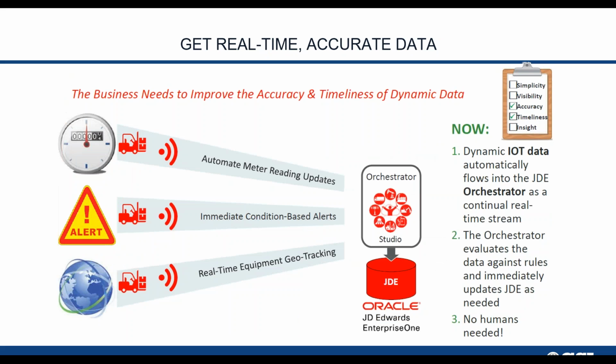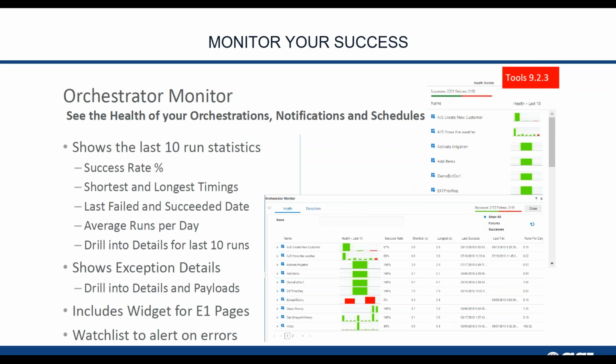Now you can build an orchestration or orchestrations where that meter reading is dynamic, goes where it has to go in the application it has to go to. If that meter needs servicing, it could kick off a service request. And if it moved, you can update your fixed asset location by saying, hey, that meter is no longer here, it's somewhere else. All of this can be done dynamically with no human intervention. The monitor, like I said, gives you statistics: the last 10 run orchestrations, their success rates. If they failed, you can turn around and see exception reports. You can get a bunch of other things. Again, this is new in 9.2.3 tools.